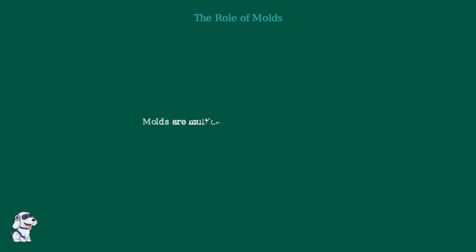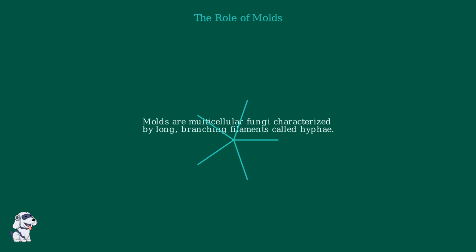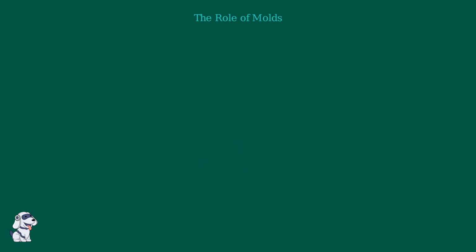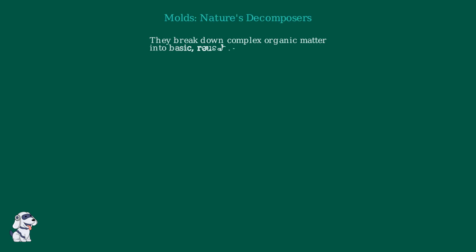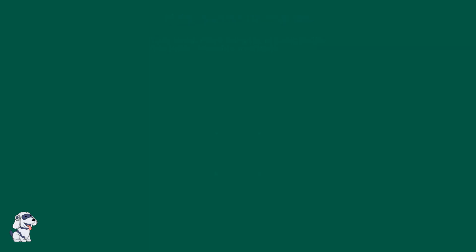Molds are multicellular fungi consisting of long, branching filaments known as hyphae. These structures allow them to grow efficiently across organic surfaces. As decomposers, molds play a critical role in the ecosystem. They secrete enzymes that break down complex organic matter, recycling nutrients back into the environment.